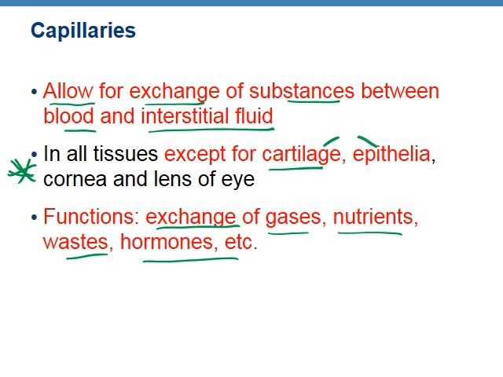You have this in all tissues except for cartilage. Do we remember that cartilage and epithelial are avascular? So they don't have capillary beds, they don't have blood supply. Also the cornea and the lens of the eye. Both of these don't have a direct blood supply either.